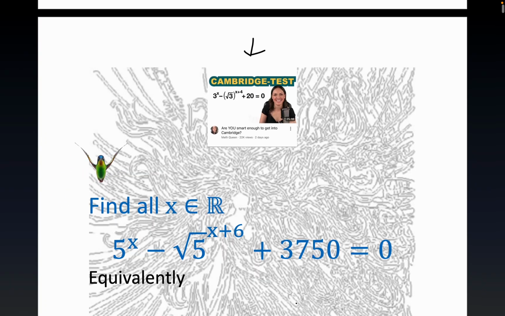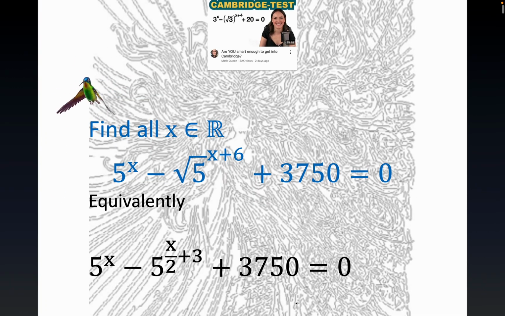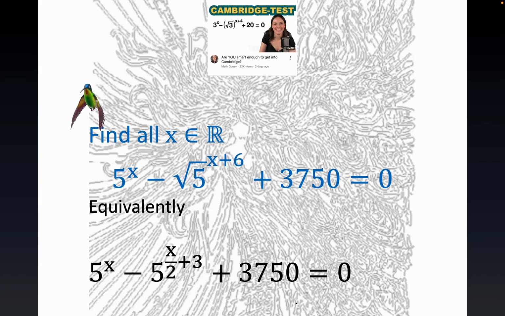Now, this is an example of an exponential equation. And it's called that because the unknowns are exponents. Now, we have 5 appearing here, but here we have the square root of 5. And the first key observation here is to note that the square root of 5 has a fractional exponent representation. We can write it as 5 to the 1/2.